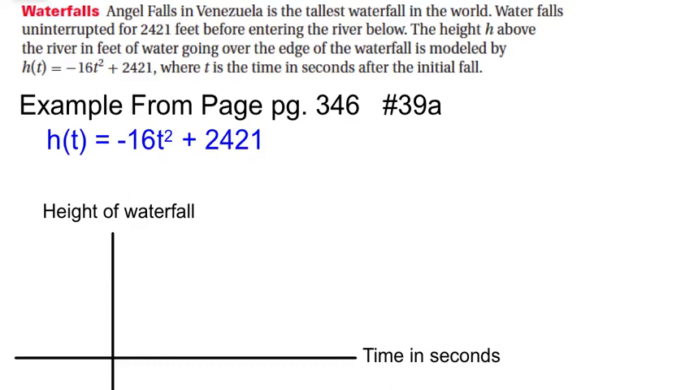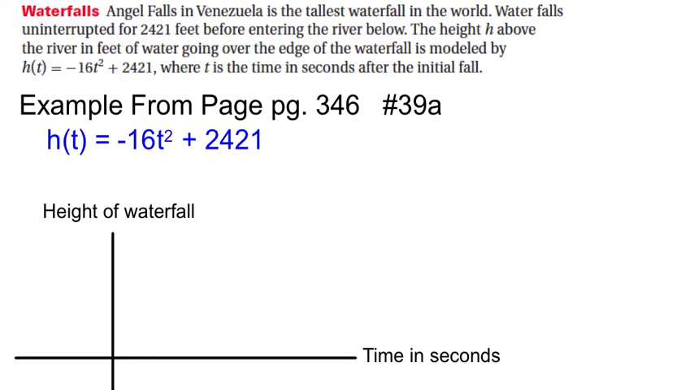Angel Falls in Venezuela is the tallest waterfall in the world. Water falls for 2,421 feet before entering the river below. The height h above the river, in feet, of the water going over the waterfall is modeled by this function, where t is the time in seconds after the initial fall. This is an example from page 346 in an Algebra 2 textbook, number 39a.